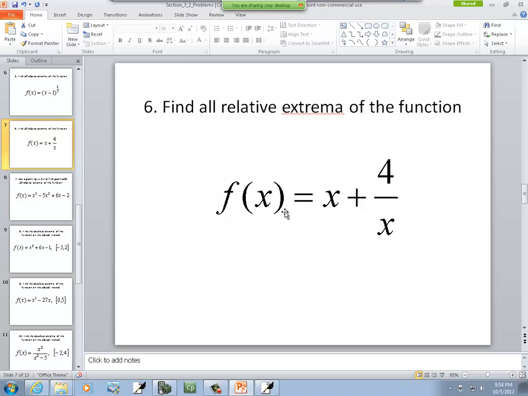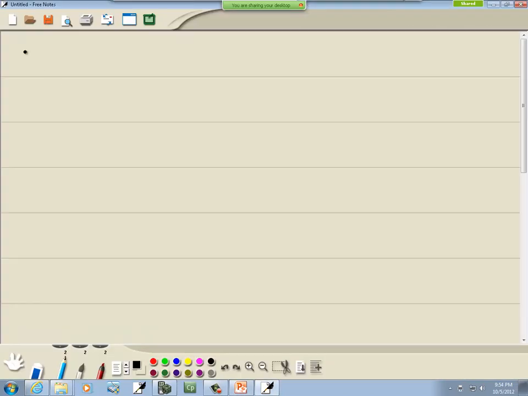Okay. Find all relative extreme of the function. We've got f of x is equal to x plus 4 over x. Now I'm going to want to find the derivative of that, and it's really best to be in the form of x to a power. So this is going to become x plus 4x to the negative 1. It's like the first power down here, so I take the x to the first power up on top, and it becomes x to the negative 1.